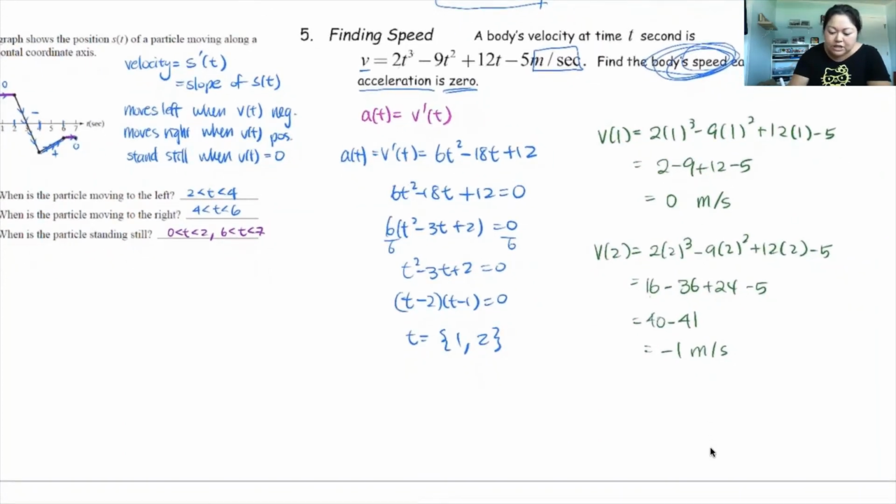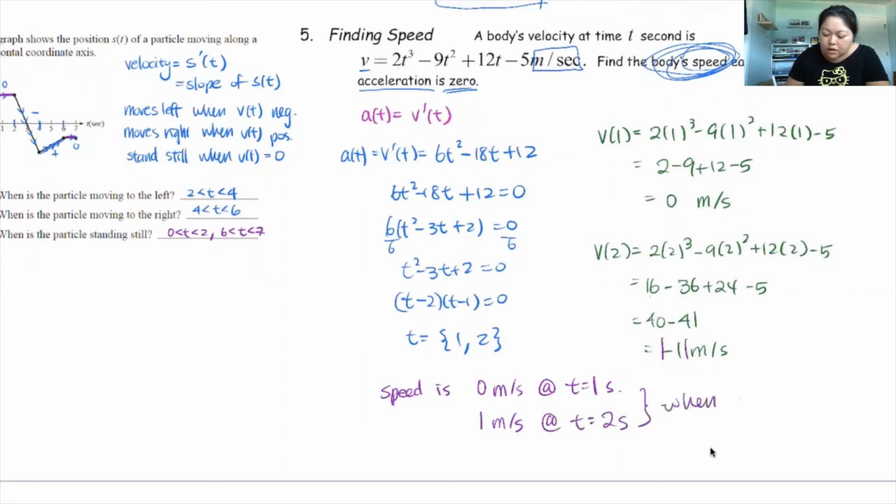So lastly, to answer the question, the speed is 0 meters per second at t equals 1 second, and because speed is the absolute value of this answer, it's 1 meter per second at t equals 2 seconds when acceleration is 0. Okay. All right, so that's it for this problem.